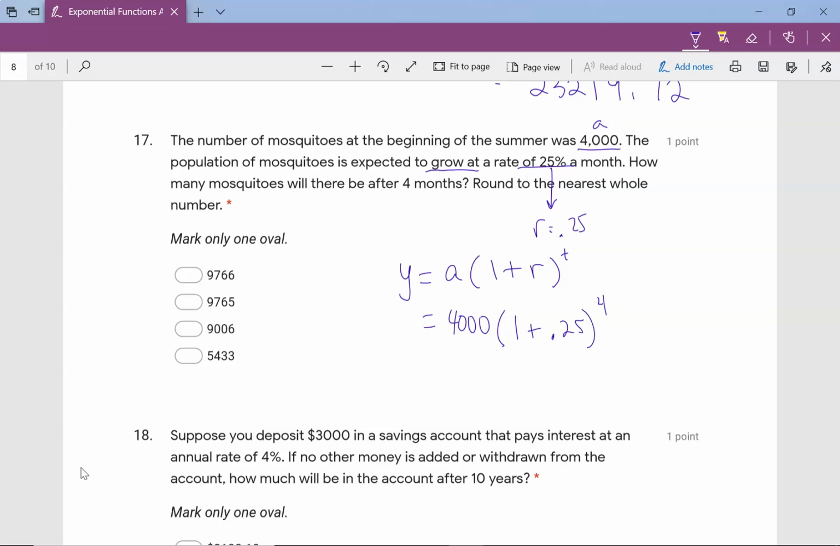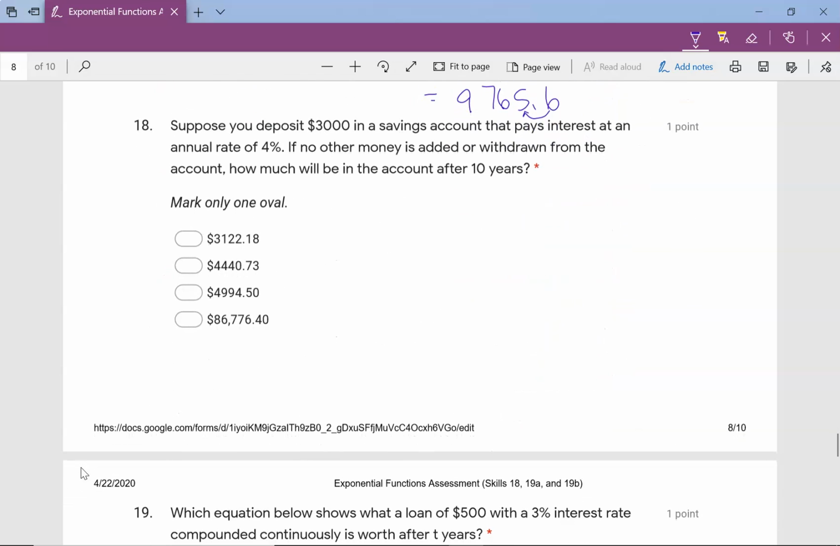All right. So looking at this, we're just going to simplify. And then I'm going to put this in the calculator. And we get 9765.6. That 0.6 rounds the 5 up to a 6. So first choice. So you had to be really careful. I wanted to make sure you could round correctly. Okay. And you could have eliminated, oh no, all of these were growth. Never mind. Ignore me.